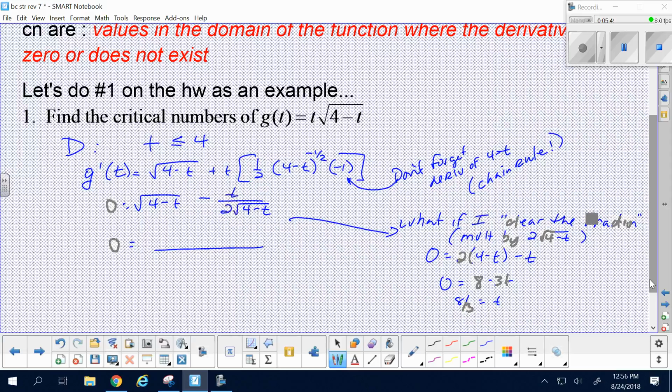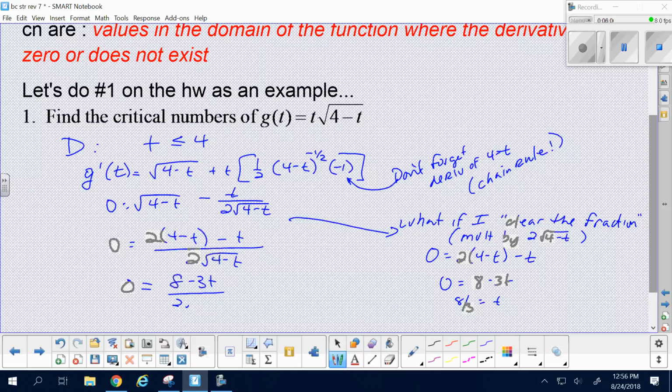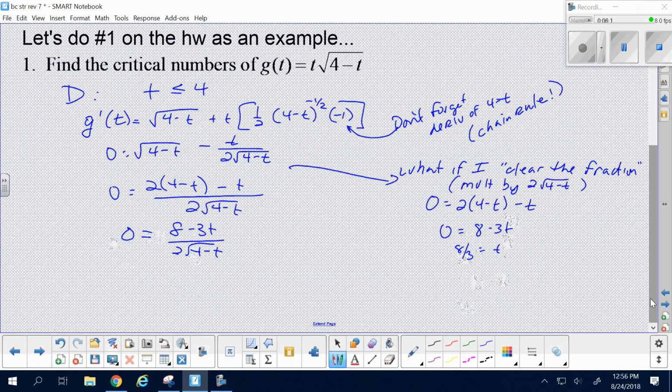Okay, I feel like that's risky stuff. I feel like it's better math to get a common denominator, and it's just about the same amount of work. 8 minus 3t over 2 root 4 minus t. I personally think this is better because then your critical numbers are both presented. G prime is 0 at, where is g prime 0? At t equal 8/3. G prime is undefined.